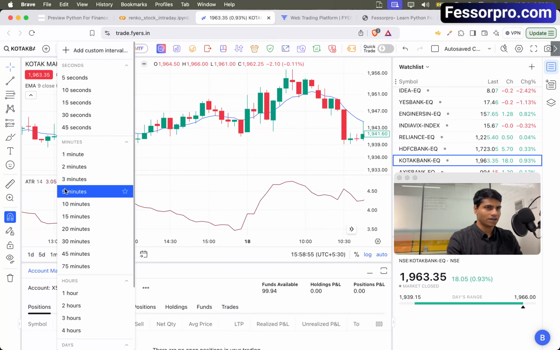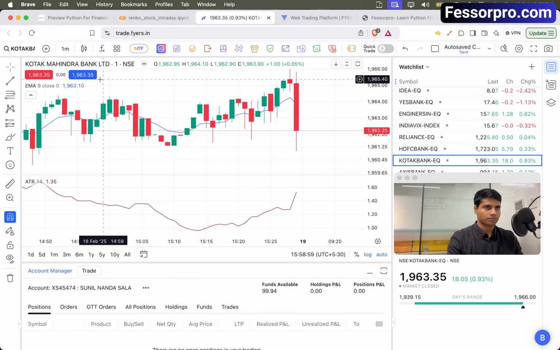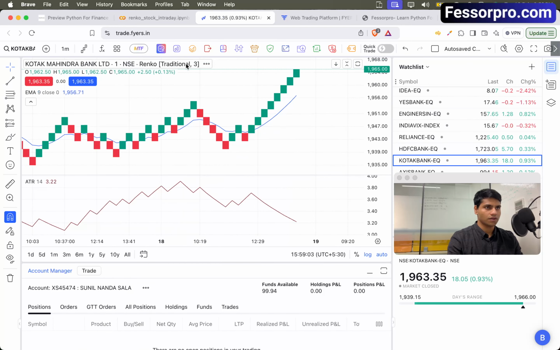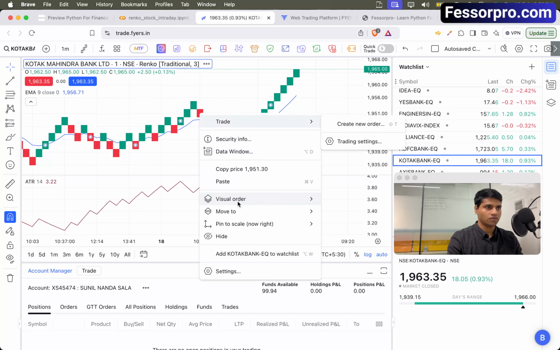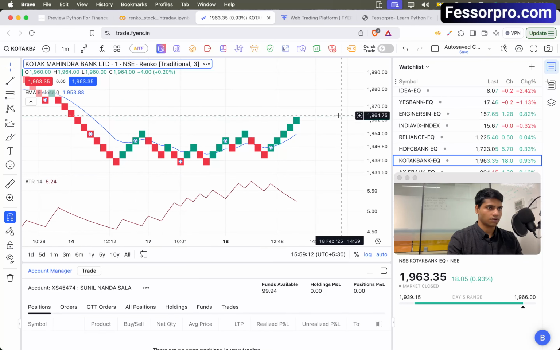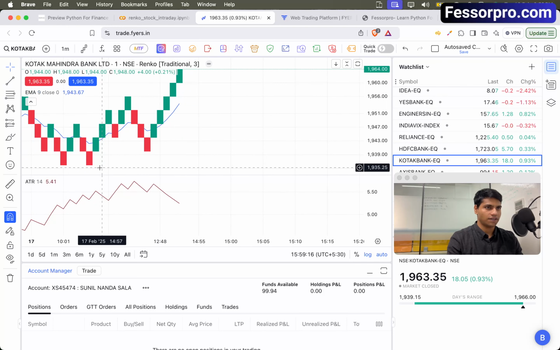So I'll change this to 1 minute now. And I'll click here and I'll change this to Renko, and I'll change the brick size to 4. Setting 4. Okay. So this is how my current Renko chart looks like. You can see this is when the day started and we are here.